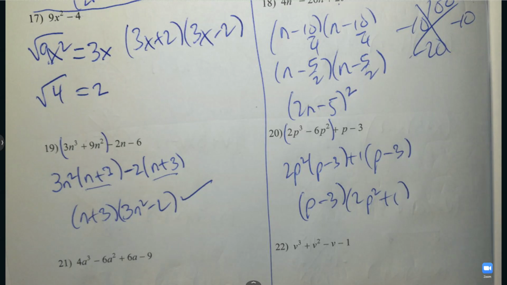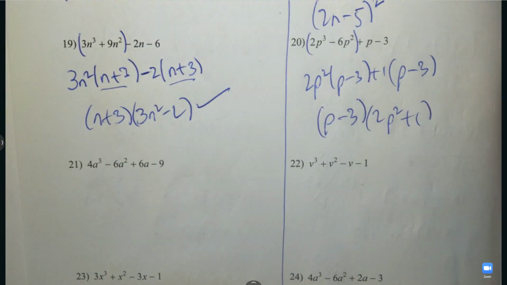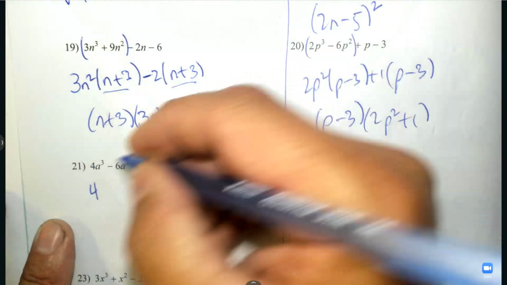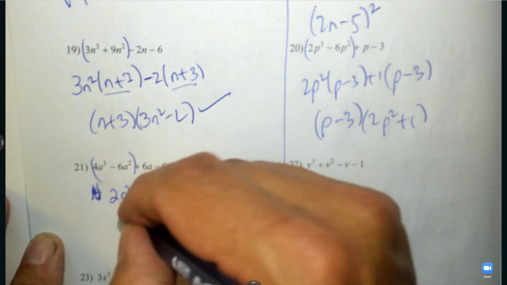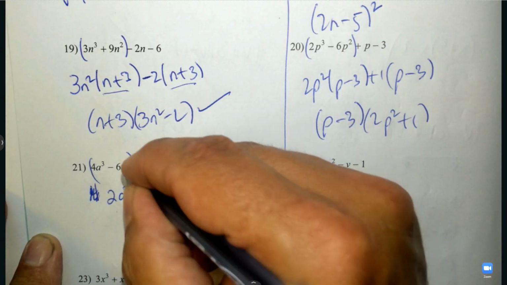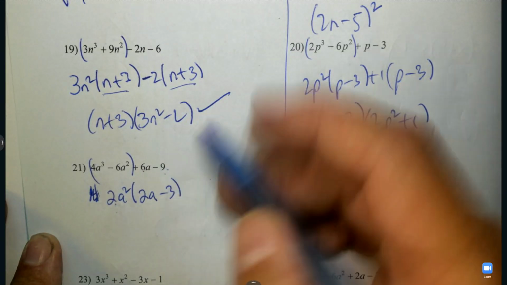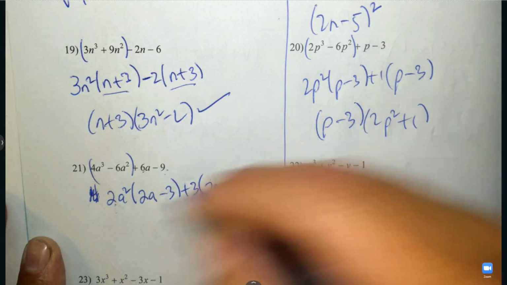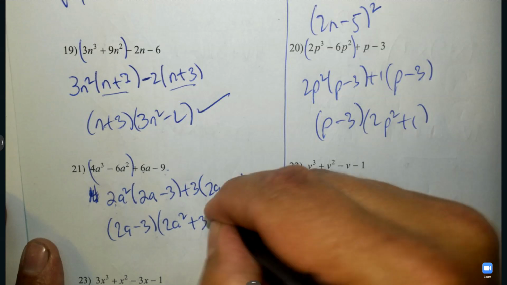All right, let's try it again. So we're going to factor out a 4, doesn't go in it. So look at the first 2 and a squared, and then divide what's left. So 4 divided by 2, and there's 1a. 6 divided by 2. Do the same thing here. Factor out a 3. Divide. And I get 2a minus 3 and 2a squared plus 3.